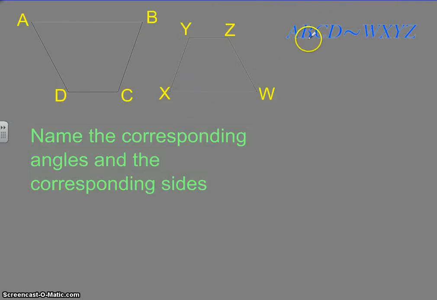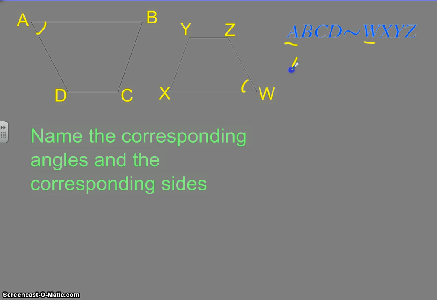Okay, now this is given to us. ABCD is similar to WXYZ. Okay, and it says name the corresponding angles and the corresponding sides. Okay, well, let's look at the corresponding angles. And I don't really have to look at the sides here or the shapes. I can look at the statement here. I know that angle A corresponds to angle W. And if we looked at these shapes, we could tell that this angle and this angle correspond. If we were to turn this one over, that would correspond to that.